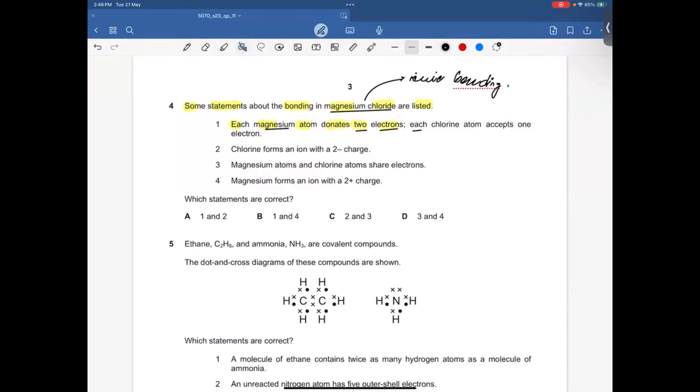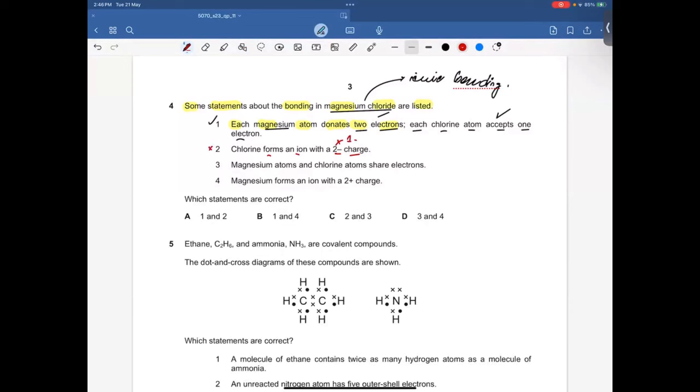Whereas each chlorine atom accepts 1 electron. That's also right because chlorine belongs to group 7 element, which means it has 7 valence electrons. So to complete its octet, it will gain only 1 electron. The first statement is absolutely right. All right. Now the next is chlorine forms anion with a 2- charge. That's not acceptable because chlorine will gain 1 electron to complete its octet. So second statement is incorrect.